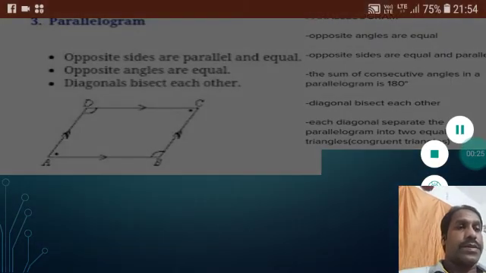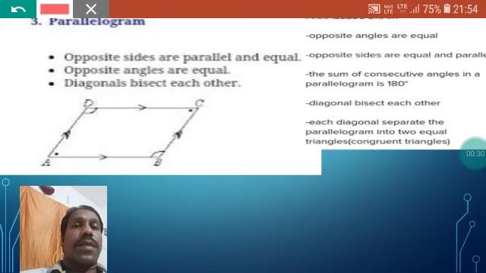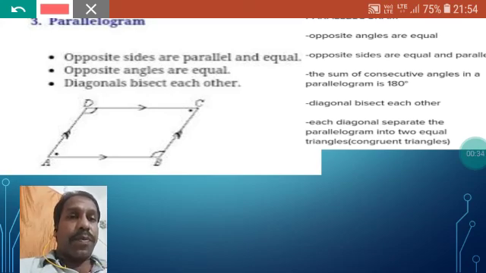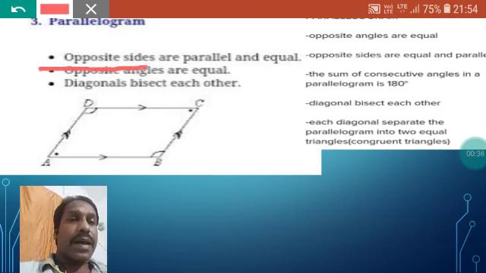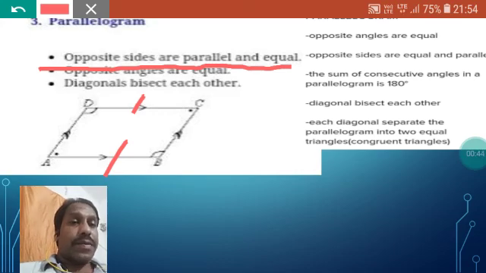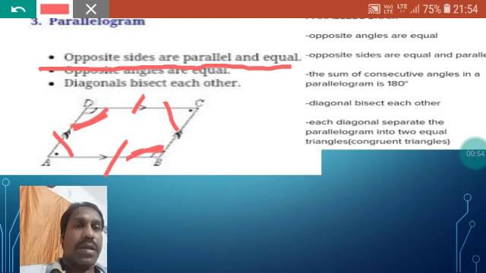See this. What happens in a parallelogram? It happens that the opposite sides are parallel and equal. That means these two sides will be parallel as well as equal. Then opposite angles are equal. So that means this angle will be equal to this angle. Clear? And this angle D will be equal to angle B. So opposite angles are equal.